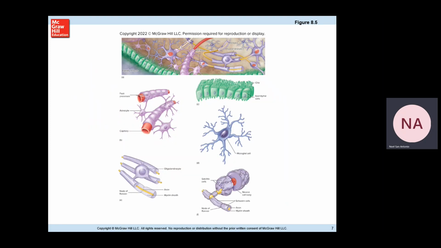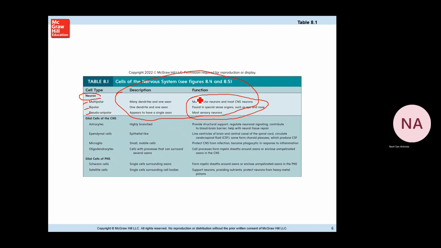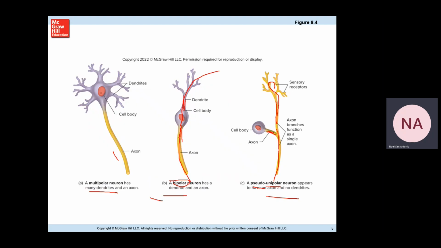Now, let us go to the glial cells. As we have said earlier, we have two types of cells in our nervous system. First, you have your neuron, which we have finished: multipolar, bipolar, and pseudo-unipolar. And here is the summary of these three types of neurons. Kindly take note of the functions. I will no longer discuss this, but take note of the functions of those three types of neurons. Now we will go to the glial cells, or the neuroglia, of the nervous system.